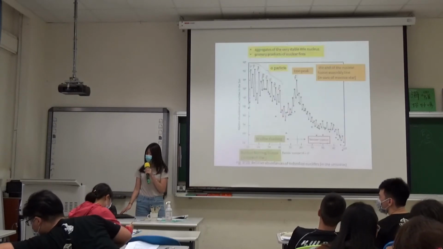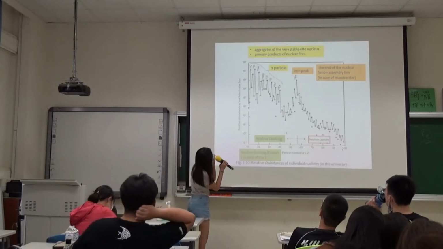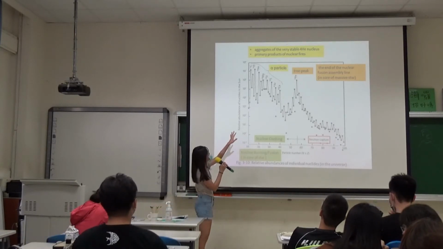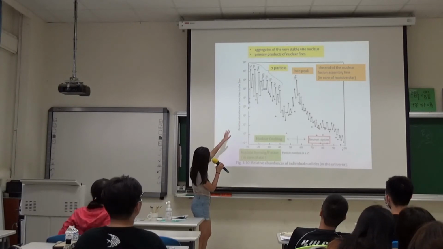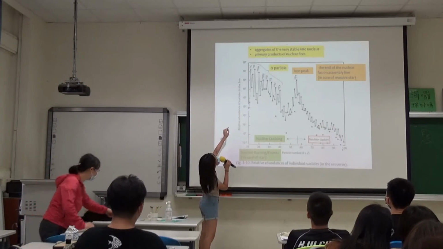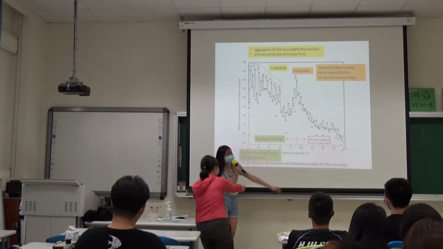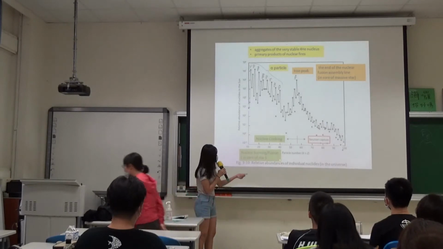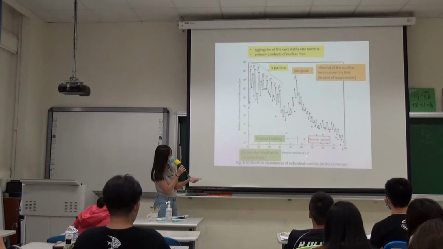I'm from Team B. This is figure 3.10. You can see I have marked up some questions from the assignment. For this graph, the y-axis is the relative abundance of nuclei in the solar system, and the x-axis is particle number. Particle number is neutron plus proton.